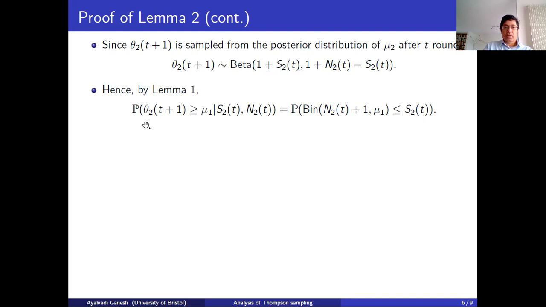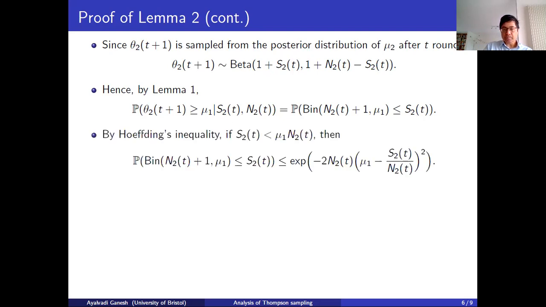Okay, so we've expressed the event we are interested in, which involves beta distributions, in terms of an event involving binomial distributions, and we know how to get tail bounds on binomial distributions via Hoeffding's inequality. Let's just check that we are in the setting where we can apply Hoeffding's inequality.